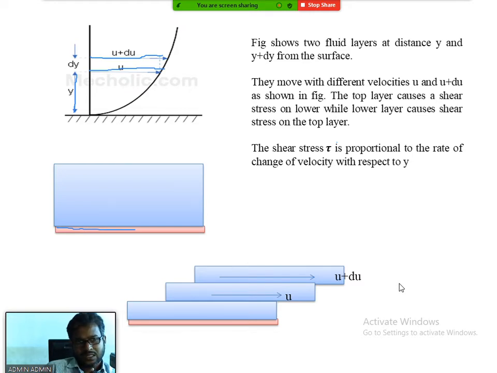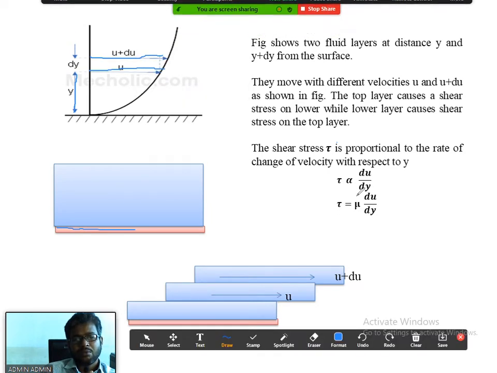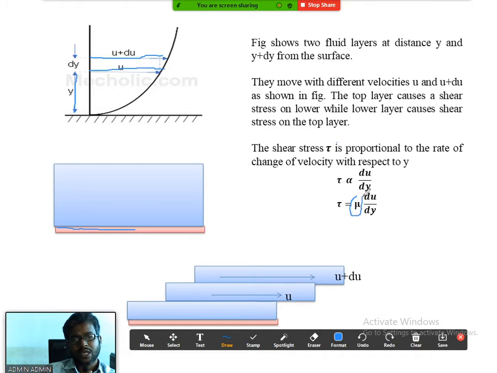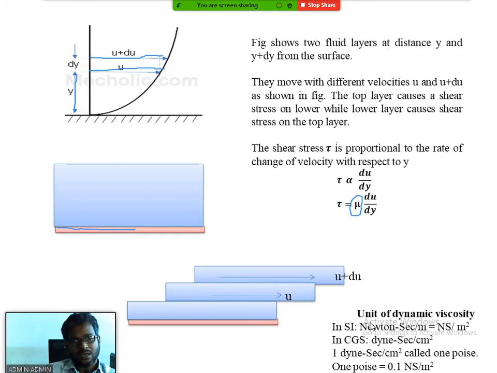As we know, the shear stress, by Newton's law of viscosity, is proportional to the rate of change of velocity. So tau is mu du by dy. Here mu is a constant of proportionality, and that constant of proportionality is termed the dynamic viscosity. The unit of dynamic viscosity is Newton second per meter square in the SI system.